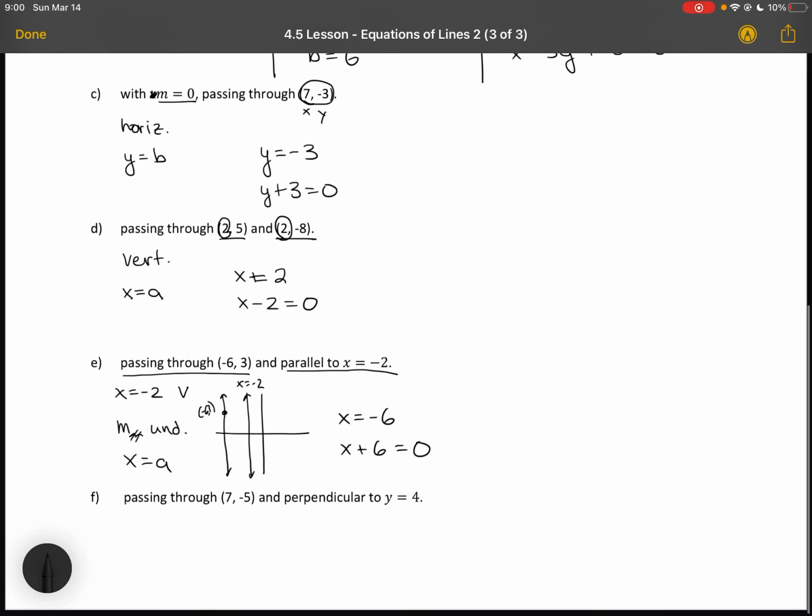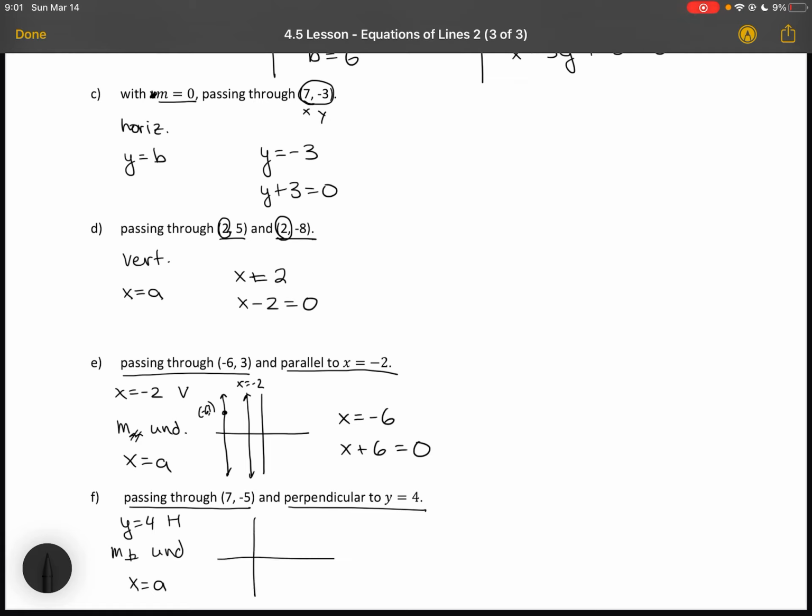Our last example here is a line that passes through 7, -5 and is perpendicular to y equals 4. So y equals 4 is a horizontal line. Perpendicular slope is undefined, so we're looking for another vertical line because it has to be perpendicular to a horizontal line. So that means we're looking for x equals a.